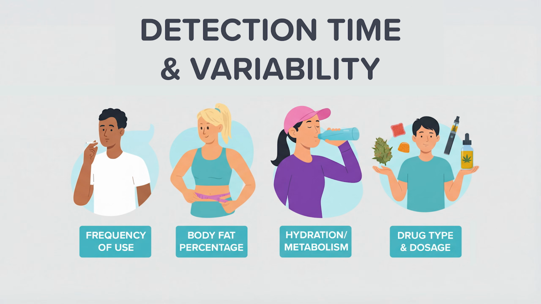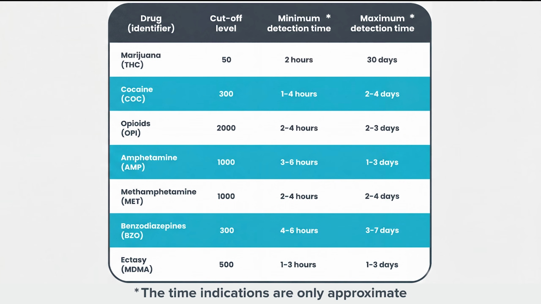Now let's discuss understanding detection time and variability. Detection times vary by drug and individual factors like frequency of use, body fat percentage, hydration, metabolism, the drug type, and the dosage. Here are general detection windows for common drugs. These are approximate ranges for occasional use.